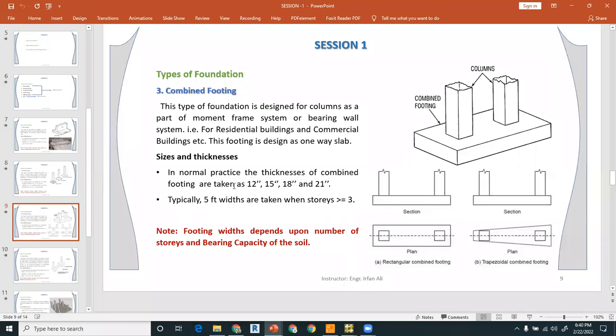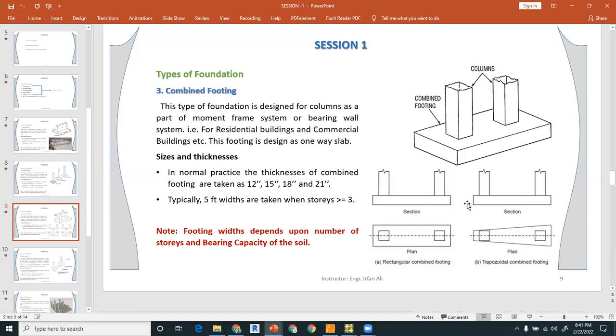And similarly, the sizes and thicknesses are typically taken as 12 inches, 15 inches, 18 inches, and 21 inches. They depend upon the grid size and the number of stories, right? Because the thickness does not have any relation with the bearing capacity, right? Bearing capacity is directly related to the area of the footing, right? So this thickness is governed by the punching, and the area of the footing is governed by the bearing capacity, right? And typically a 5 feet width is taken when the number of stories is greater than or equal to 3.